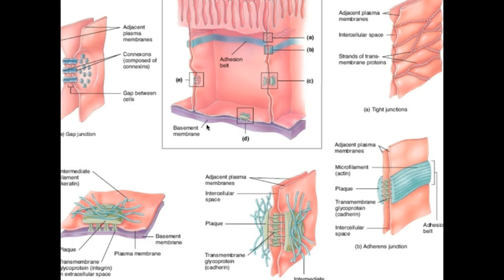Then when we look at the purple color here, that is a different tissue type. That is our connective tissue. So the bottom of the epithelial cell rests on that and connects to the underlying connective tissue. So we'll look at how those two tissues connect together.